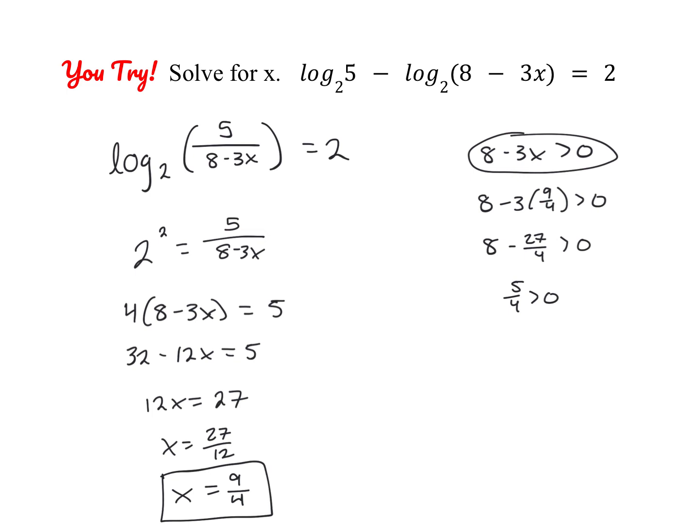All right, go ahead and check your work here. So I condensed using the quotient property, and then I rewrote as an exponential equation. Then here it's just solving for x. Make sure you simplified your answer. And then we do need to check to make sure that this 8 minus 3x remains greater than 0, which it does. So 9/4 is a solution.